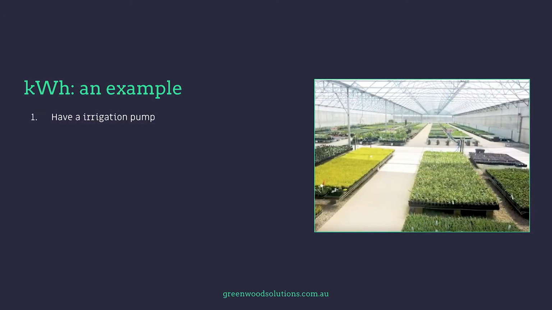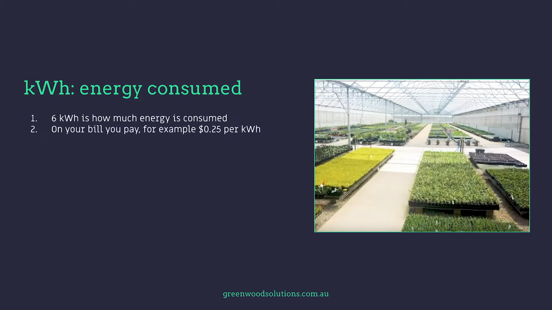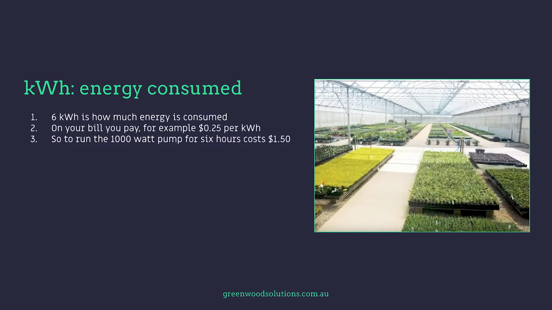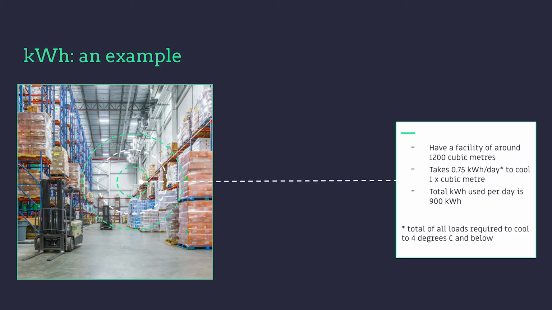Now let's look at an example. We have an irrigation pump. This is a nursery situation. It has a power rating of 1,000 watts. It is on for 6 hours per day. So this has used 6 kilowatt hours of energy. 6 kilowatt hours is how much energy is consumed. On your bill, you pay, for example, 25 cents per kilowatt hour. So to run the 1,000 watt pump for 6 hours costs $1.50, 6 times 25 cents.